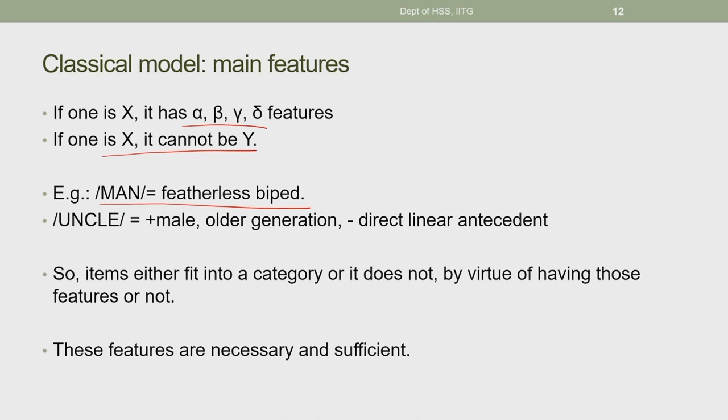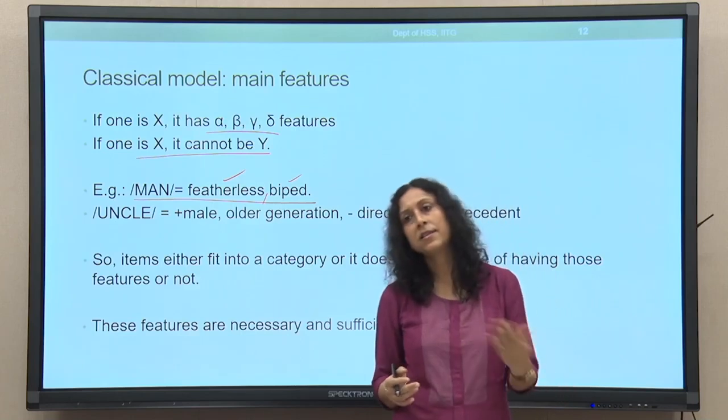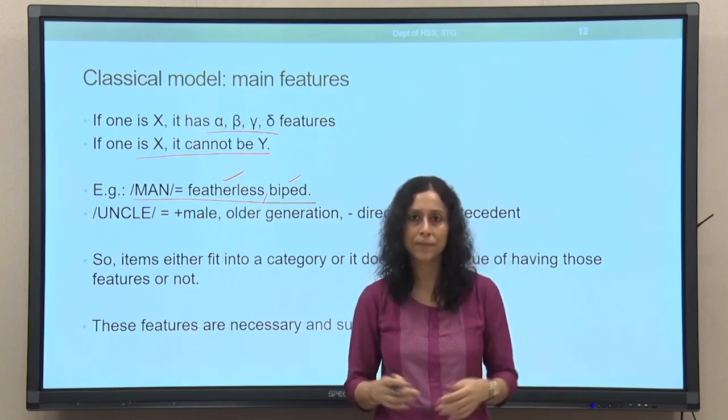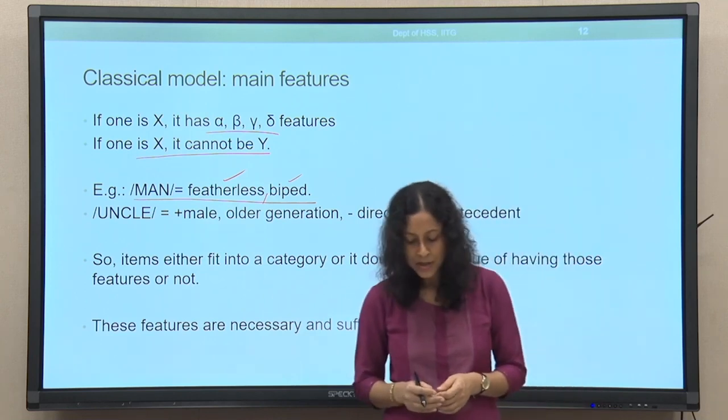So, there are two categories, there are two features here, one is featherless, one is biped. So, if you remove this, it becomes a bird. If you remove featherless, it becomes feathered biped is a bird, featherless biped is a man, man as in human, man as a category that includes both man and woman and children and everything.